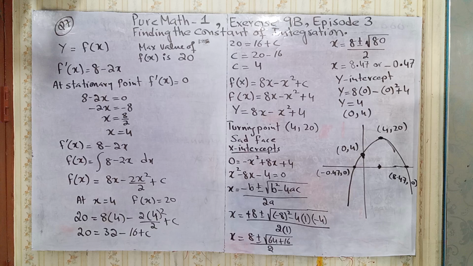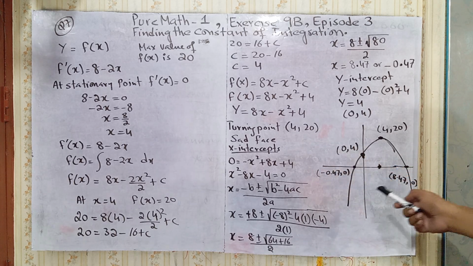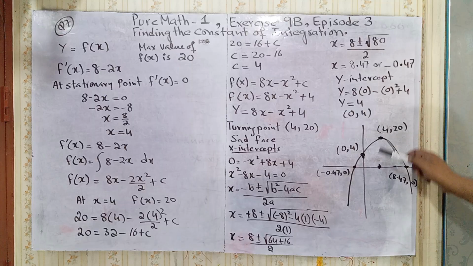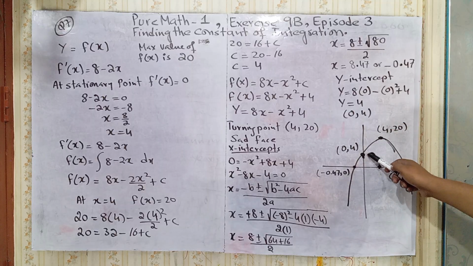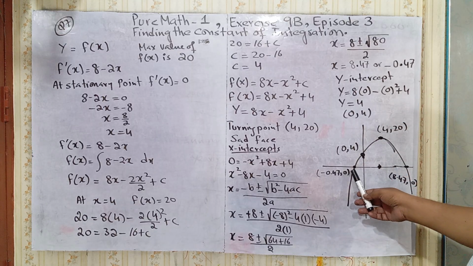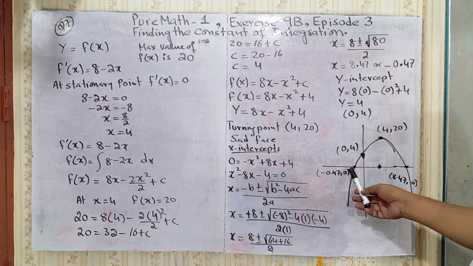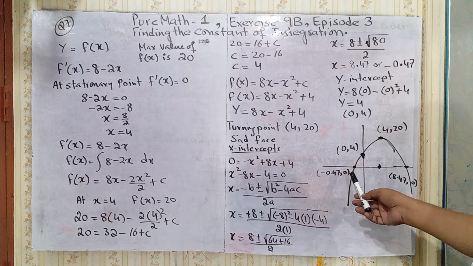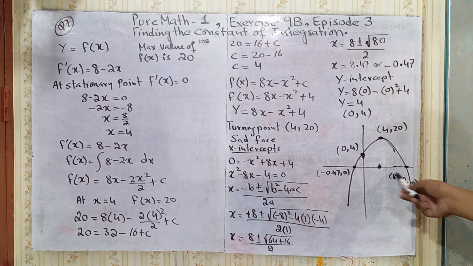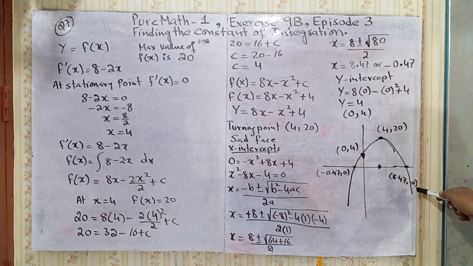Then I made a sketch. Okay, it's a sad face. The curve is going to take a turn at 4 comma 20. Its y-intercept is 0 comma 4. Its x-intercepts are at minus 0.47 comma 0 and at 8.47 comma 0. So this is how you can sketch the graph freehand.